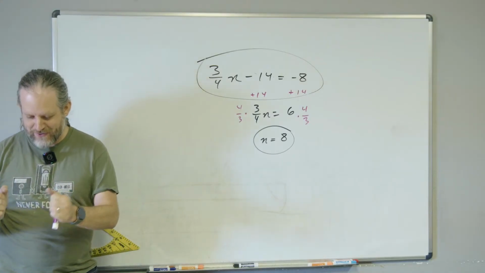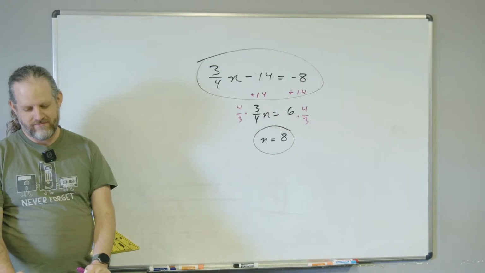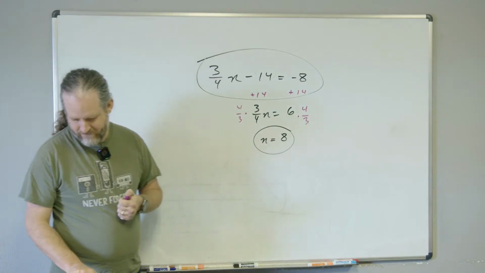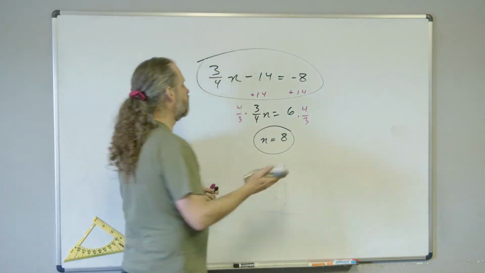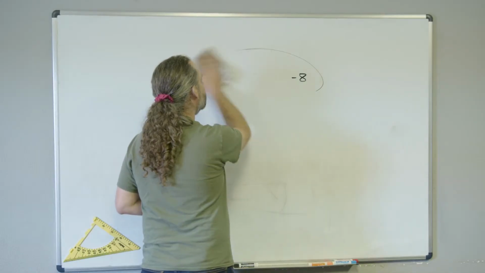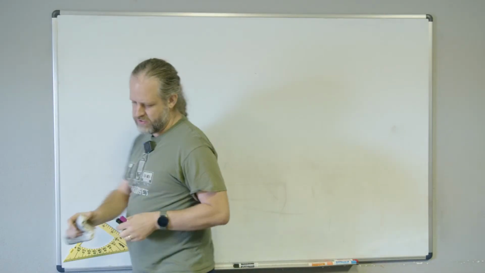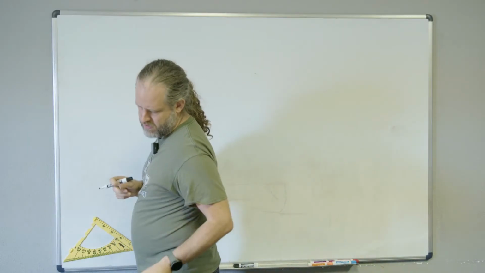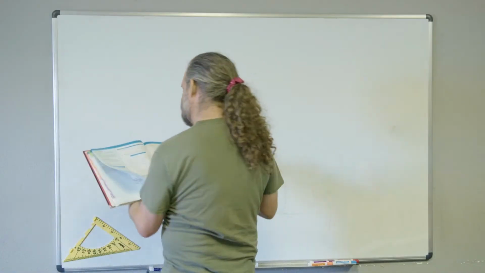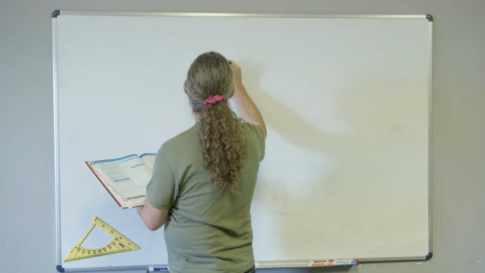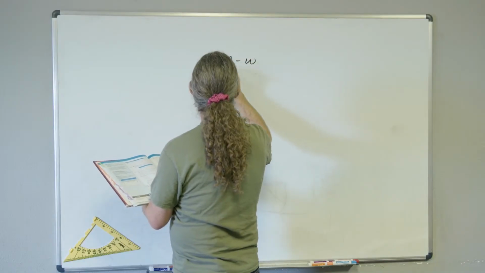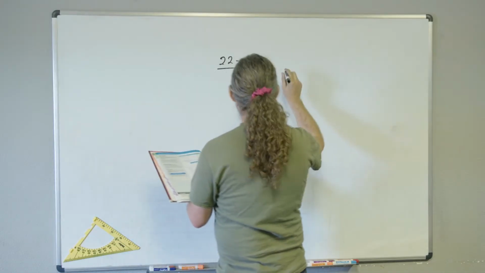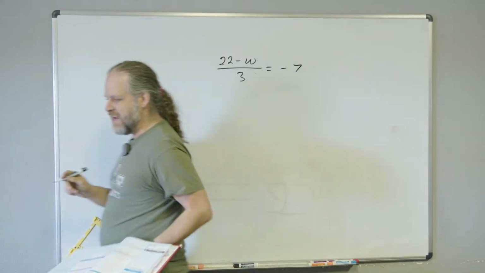What other questions do we have? Sure. 22 is 22 minus W over 3 equals negative 7. Now what?